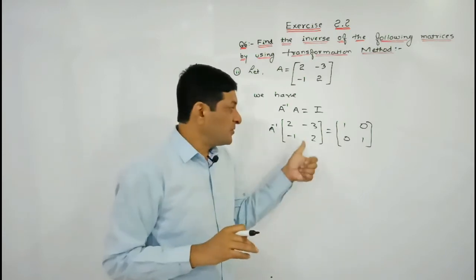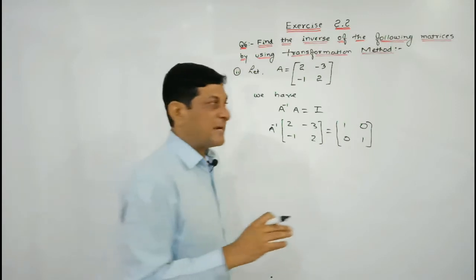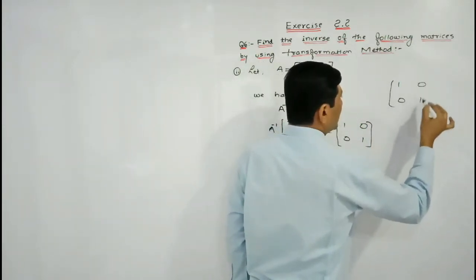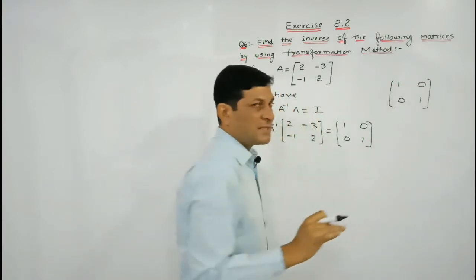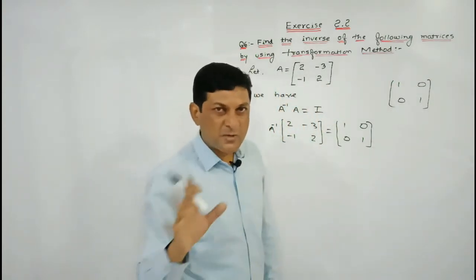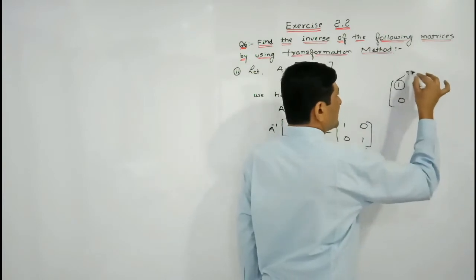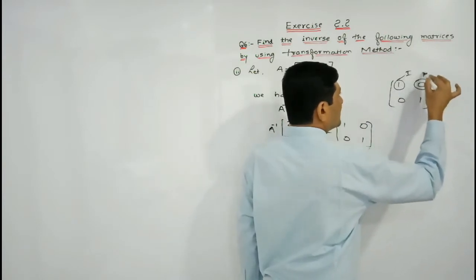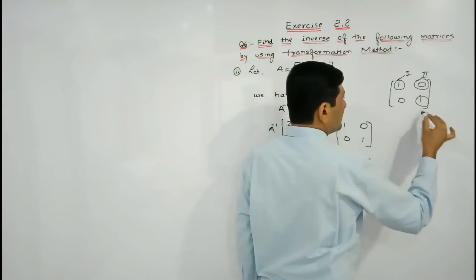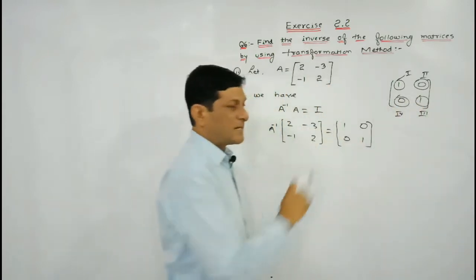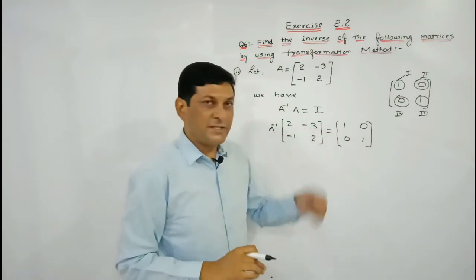So let us try to convert this matrix into identity matrix. Which are the elements of identity matrix? 1, 0, 0, 1. As we are solving this example using column transformation, try to understand the steps in case of column transformation. This will be the first step, this will be our second step, this will be the third step, and this will be what? Fourth step. In this way we have to convert this matrix into identity matrix.